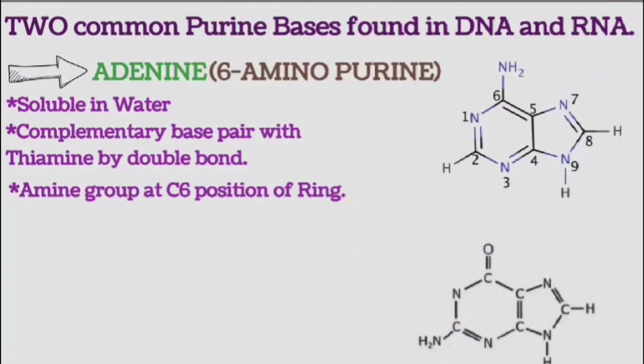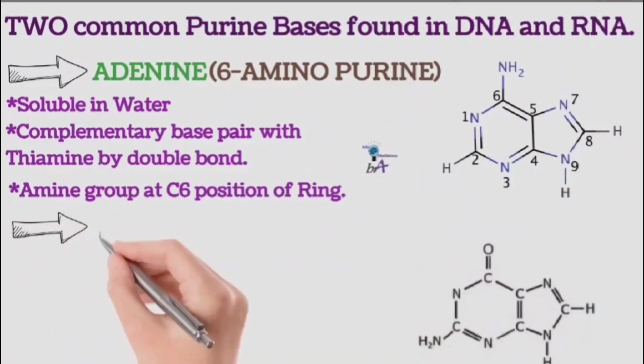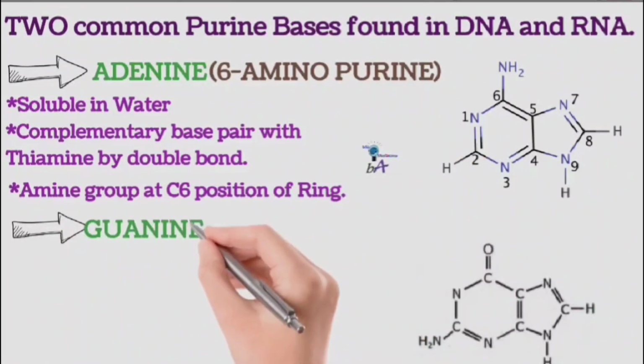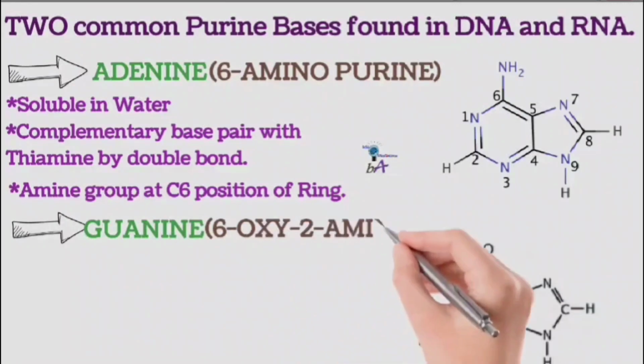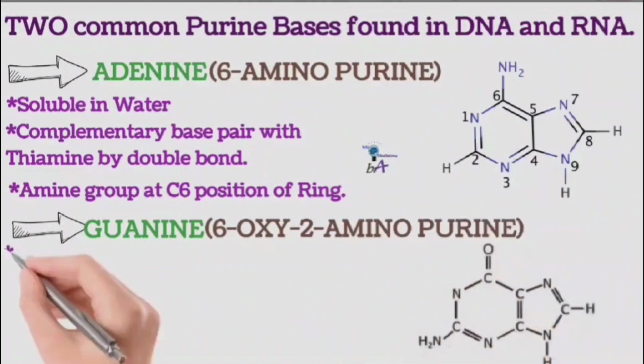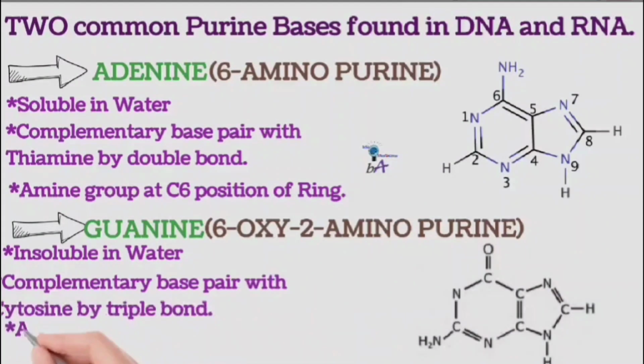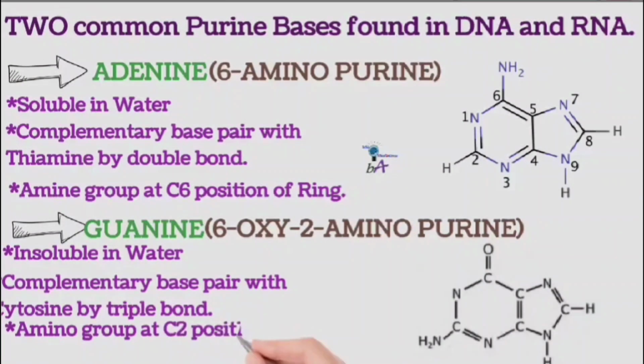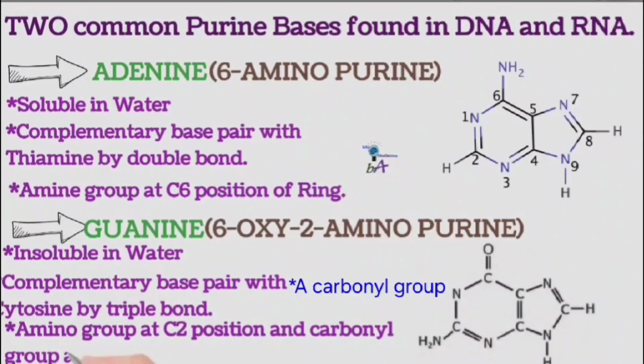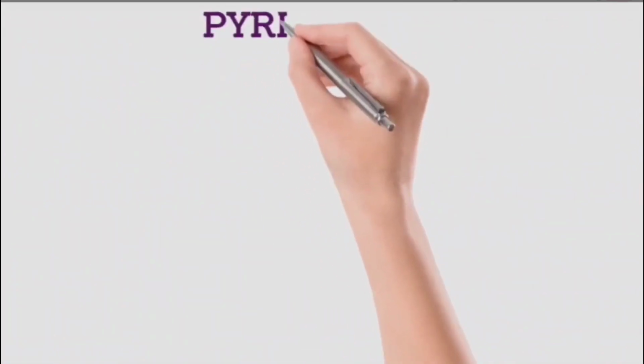Second one is guanine. The chemical name is 6-oxy-2-aminopurine, which is insoluble in water. In the C2 position, an amine group, and at the C6 position, a carbonyl group is present. You can identify it in the structure.